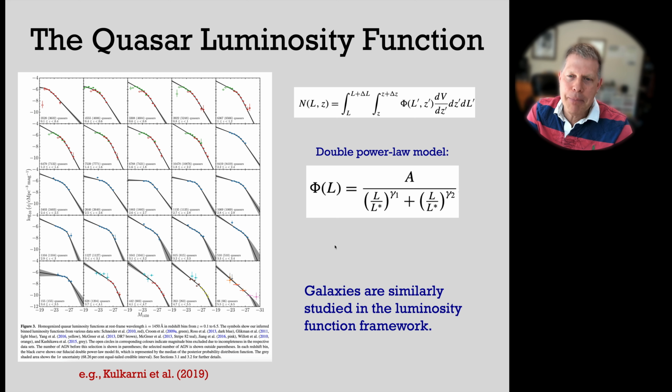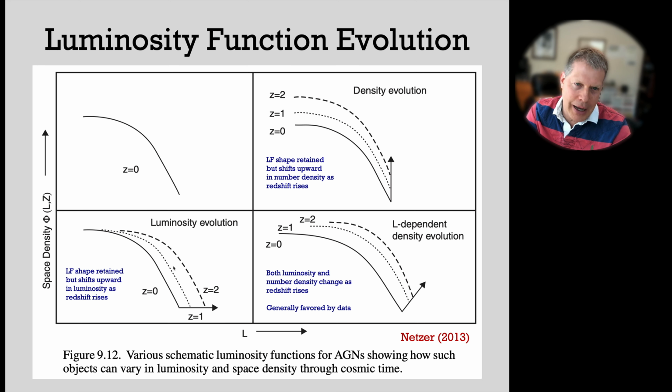And many papers have been written trying to say, well, is it luminosity evolution or density evolution or something more complicated? And the end story, when you consider large ranges of luminosity, large ranges of redshift, is something more complicated is generally found to be going on.